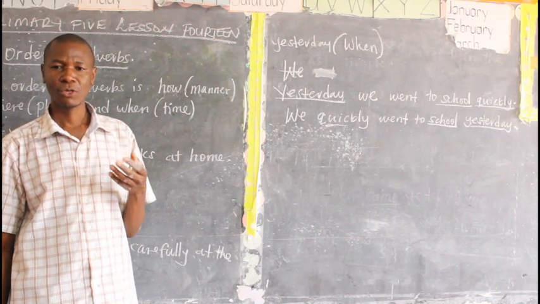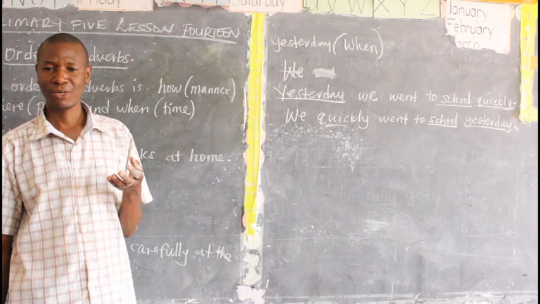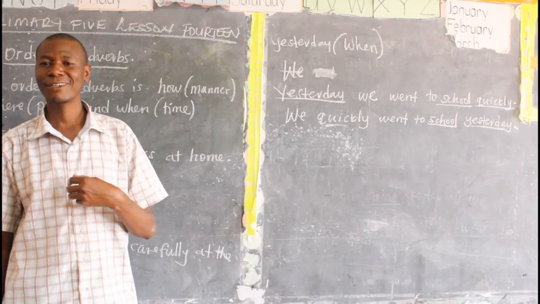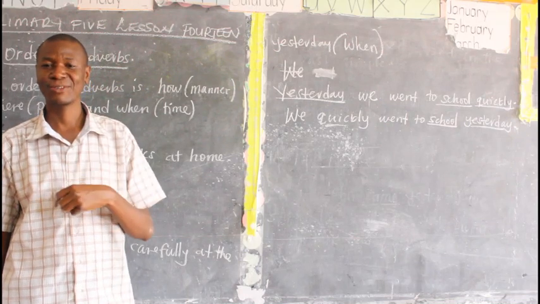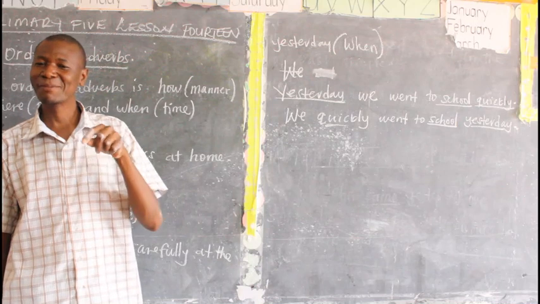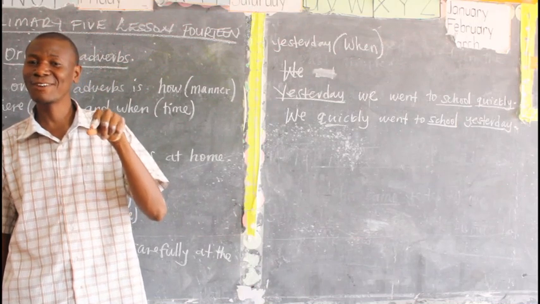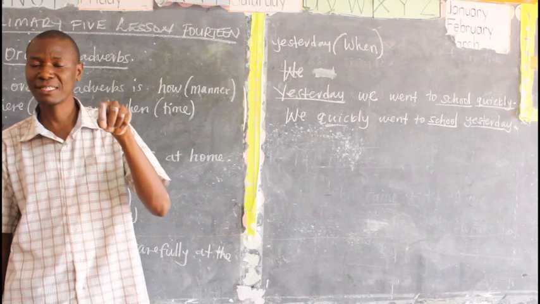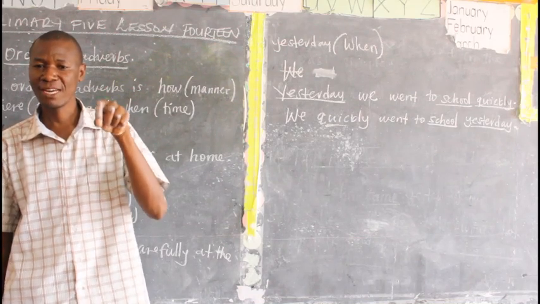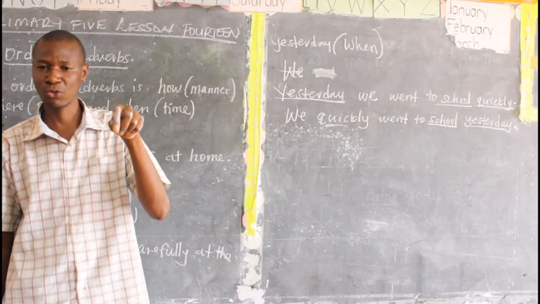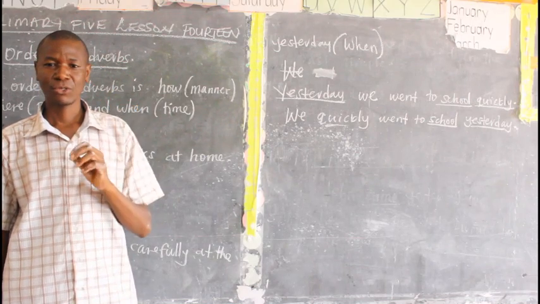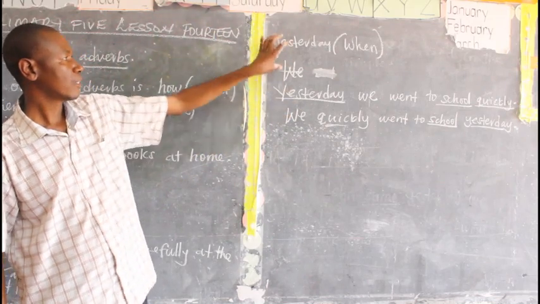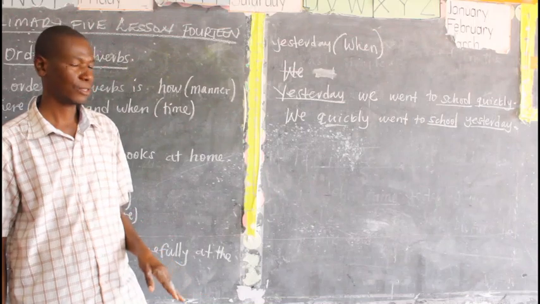Someone who says, I go to school every day, and someone who says, every day I go to school, you may find that there is a big difference, and one is correct and one is wrong. Yesterday must be last, because it is an adverb of time. I went to school yesterday. I go to school every day, but not every day I go to school. So that's how we are supposed to arrange the adverbs in sentences.